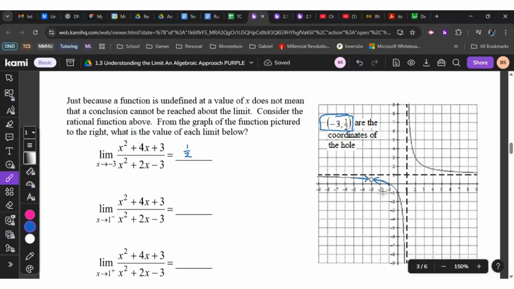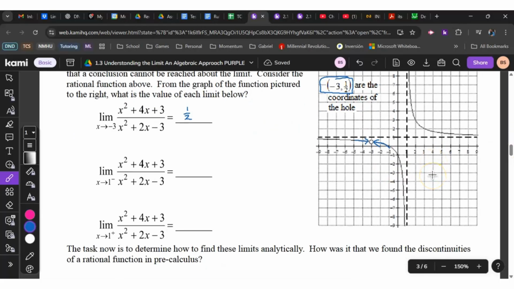So now let's look at 1. 1, we can see here, is the vertical asymptote. So we're going to approach it from the left, which would be here, and I'm plunging down to what? -infinity. Okay? And then on the right-hand side, I go a little bit to the right of 1.